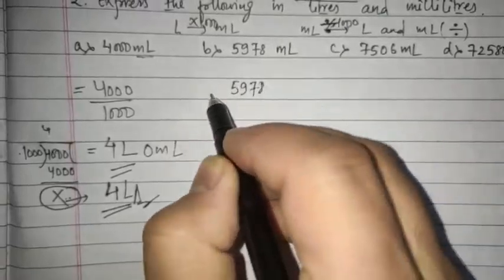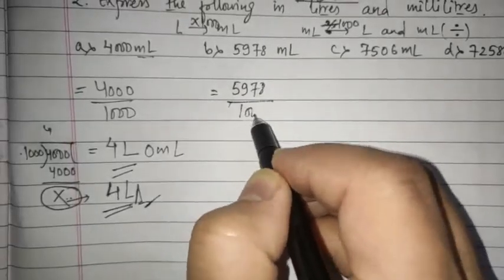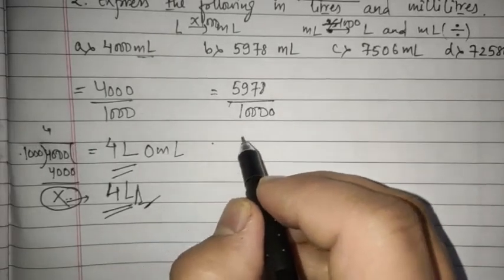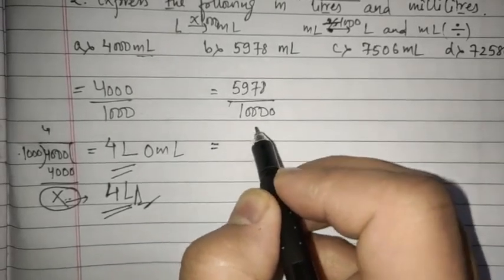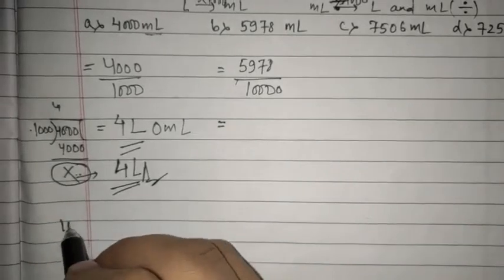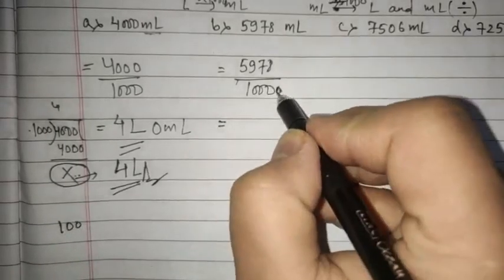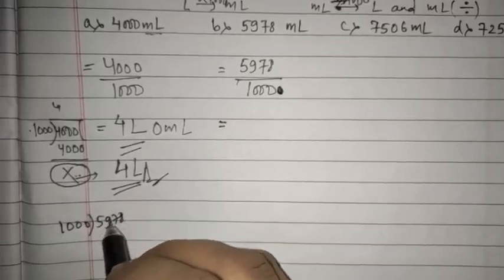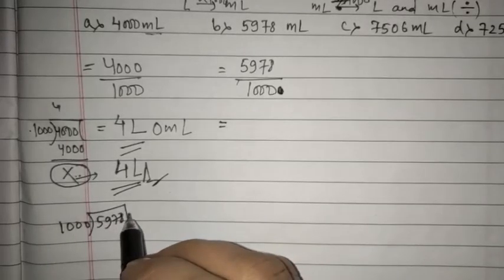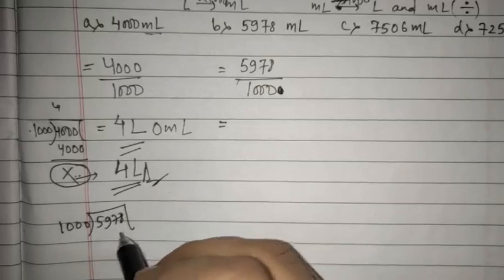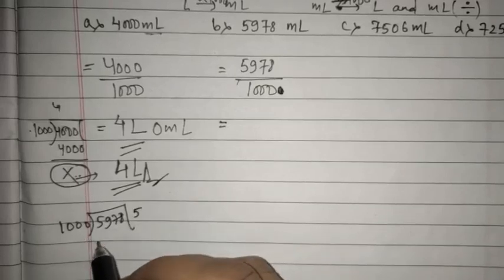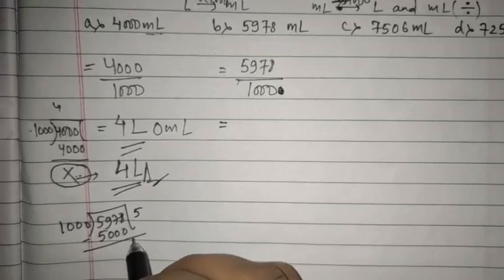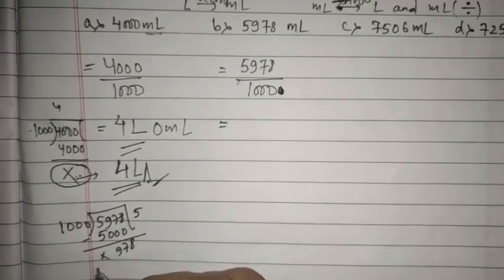5978 milliliter, when you convert into liter and milliliter, you'll divide by 1000. Whenever you are dividing, this division part you will do in your rough work, rough side. So I am doing here 1000, 5978. 1000 into 6 is not possible, you'll get 6000, which will be bigger. So I'll choose 5 here. 1000 into 5 is 5000. Minus it, 978. What is the answer?